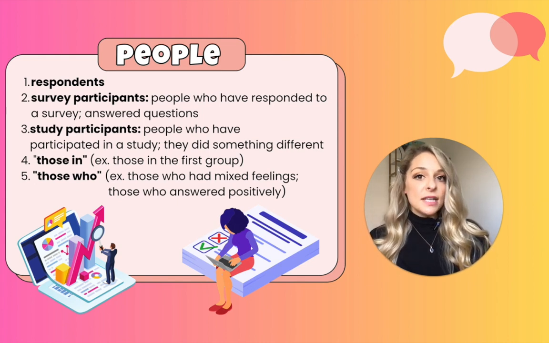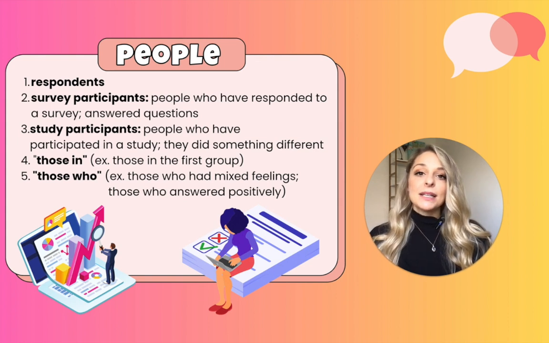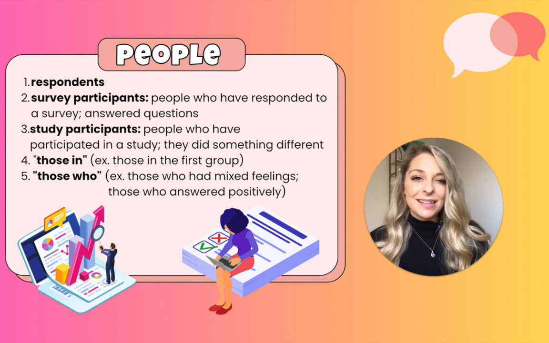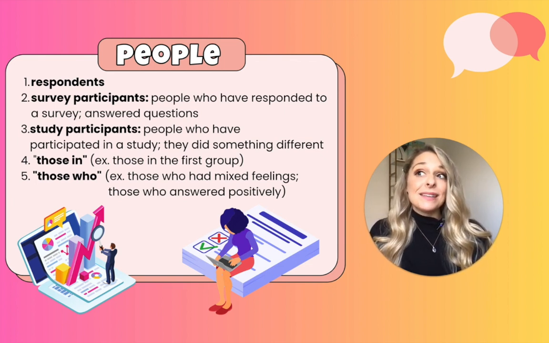Now, number 3, study participants. This is a little bit different because this refers to people who have participated in a study. They didn't really take a survey, but rather they did something different. Like maybe they took some medicine or they began to exercise. This group of people participated in a study and changed something about their life, and so they are called the study participants.